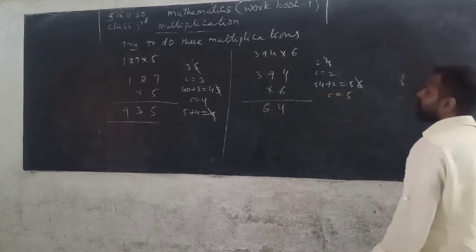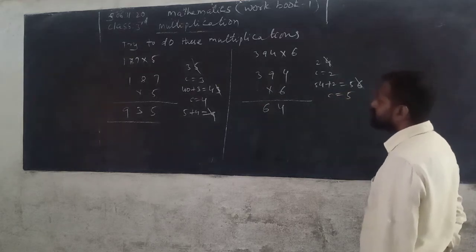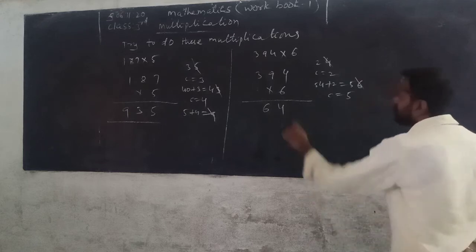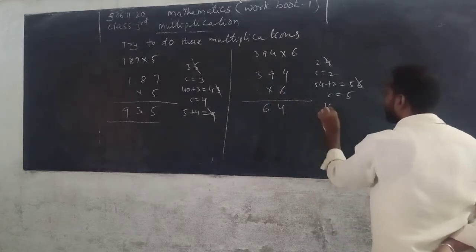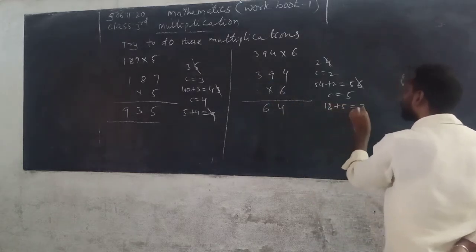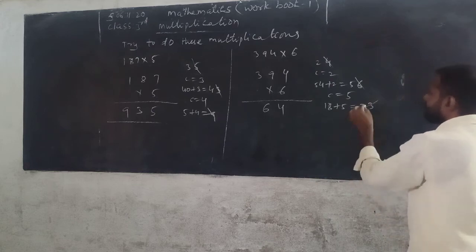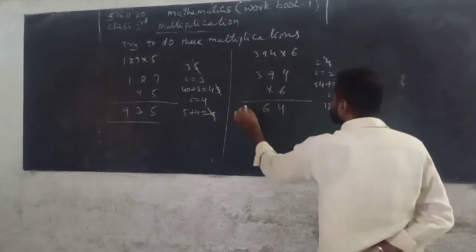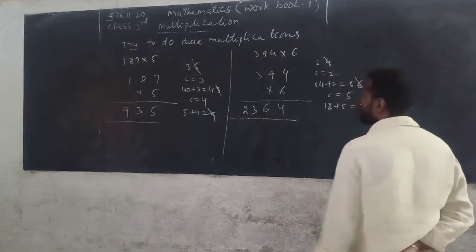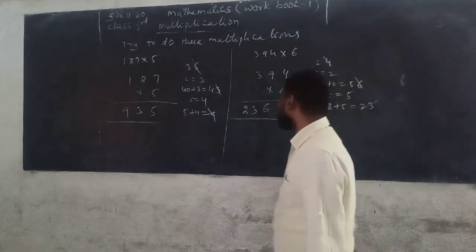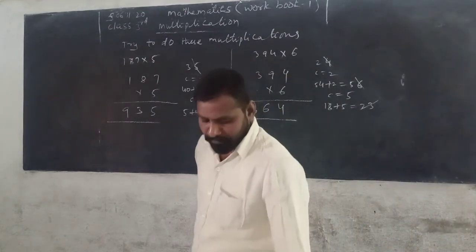Now next we multiply the digits, that is 3 in hundreds place. So 6 3s are 18. 18 plus 5 you can get 23. You can write 23 directly because this is the last place of the given number. Then product is equals to 2364.